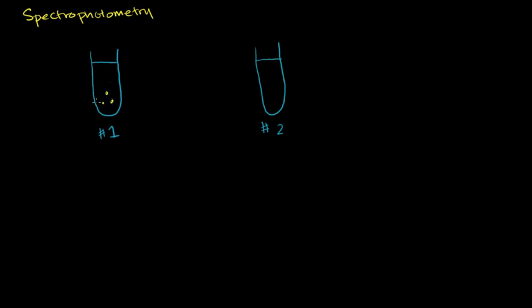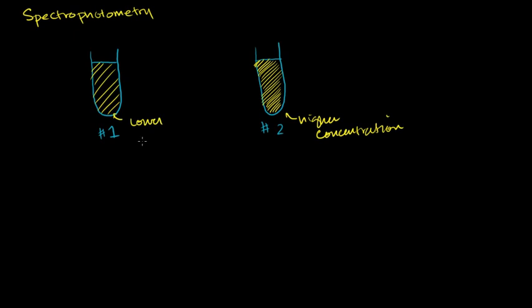So this has less of it. Let me shade it in like this. And let's say solution number 2 has more of the solute, so I'll represent that as more closely packed lines. So the concentration of the solute is higher here. Higher concentration. And this is a lower concentration.